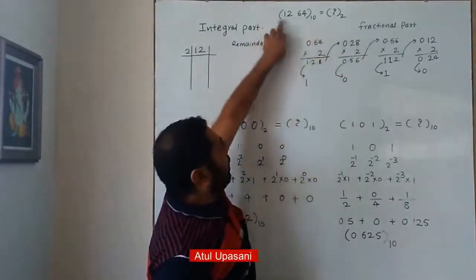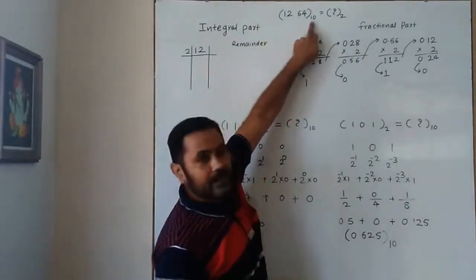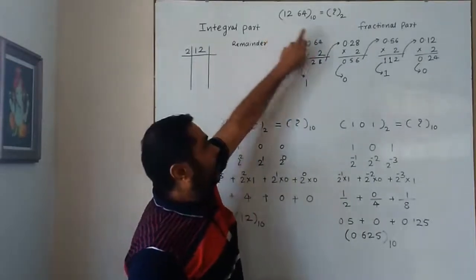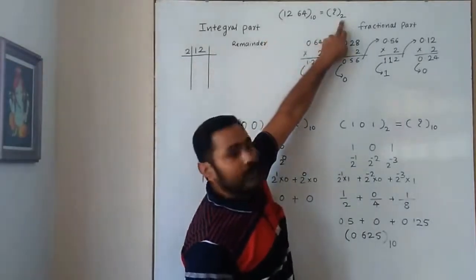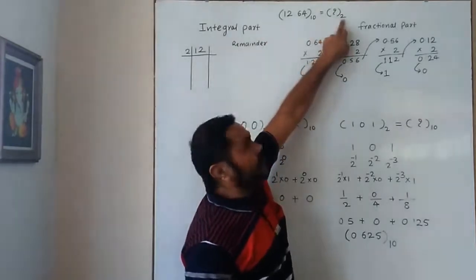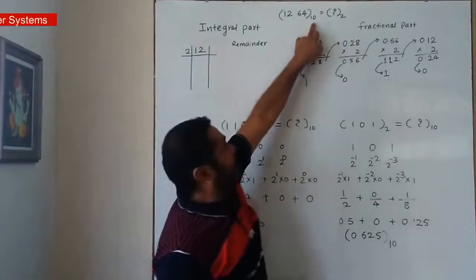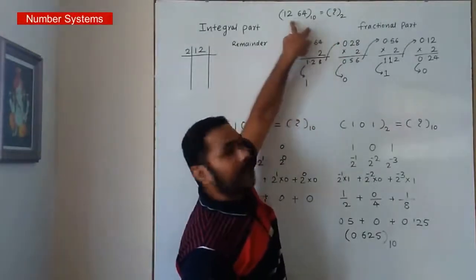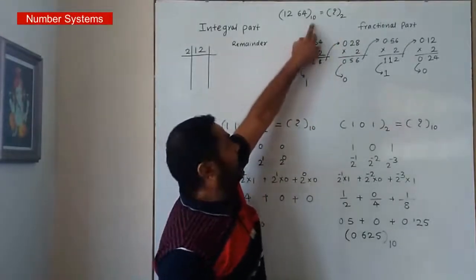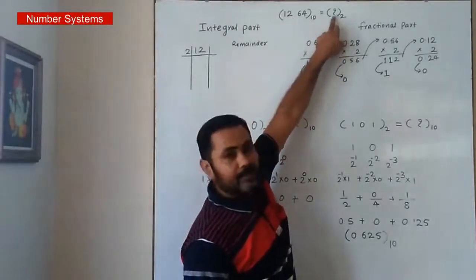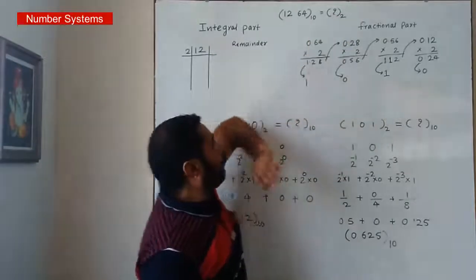You can see the bracket is there and at the base 10 is written. That means this number is a decimal number. Here we have to convert it into the binary number, so the base here is 2. These numbers are called the bases of that particular number system. So 10 is the base for the decimal number system and 2 is the base for the binary number system. Let us take this example.